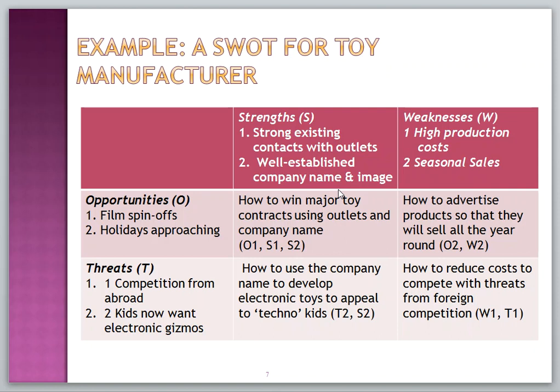However, they have 2 weaknesses. Production costs are high, and they suffer from seasonal sales, ups and downs. Demand goes up and down, and that creates difficulties in the down times. For the O and T, the external dimensions, they have 2 O's, 2 opportunities.